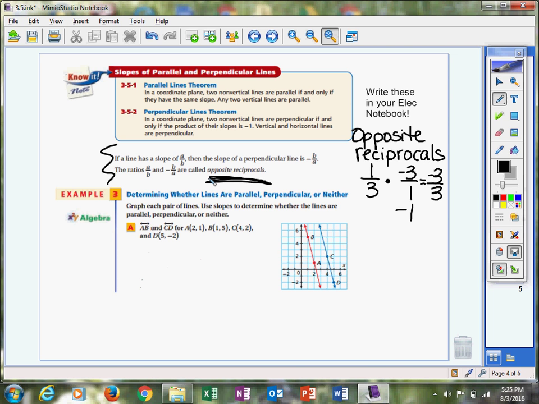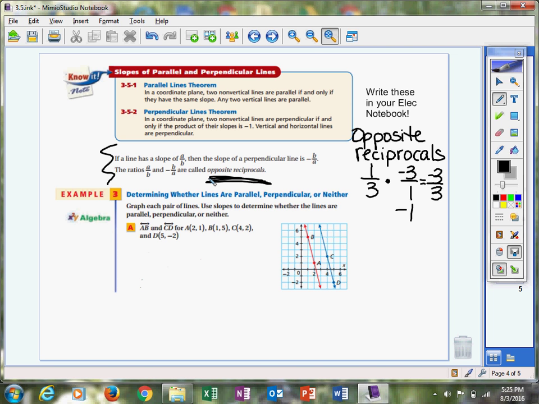All right, example 3. Determine whether the lines are, you have three choices, parallel, perpendicular, or neither. What are you looking for if the lines are parallel? Right, same slope. What are you looking for if they're perpendicular? Opposite reciprocals, or when you multiply the opposite reciprocals together, they equal -1. Good job. And neither, they're two different slopes altogether, okay?